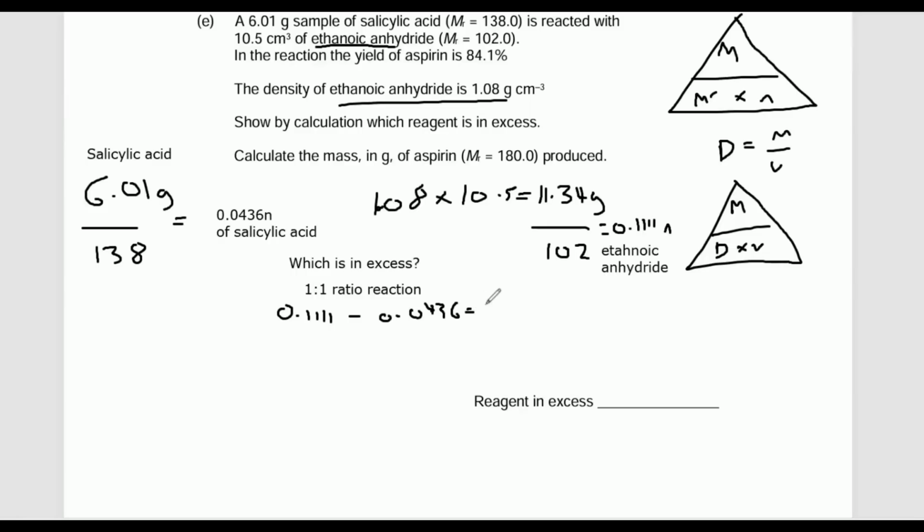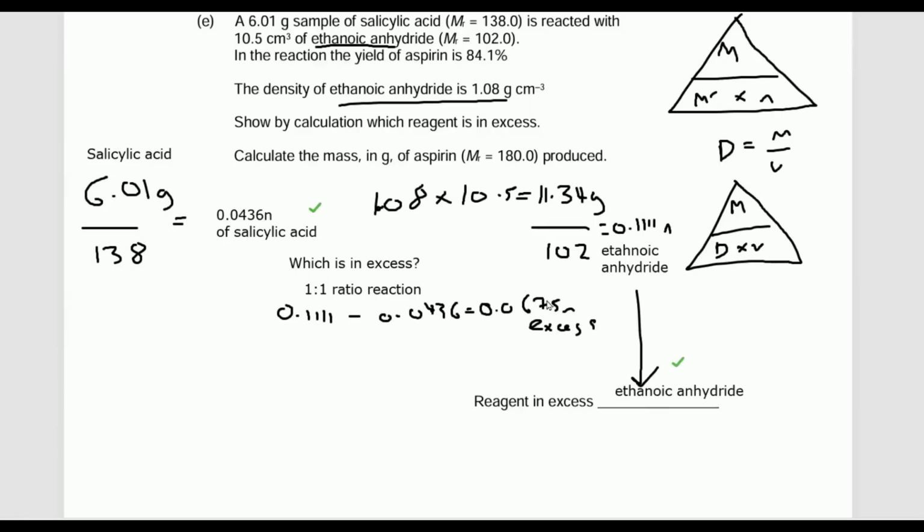We can even work out, if we want and show the examiner, how many moles would be left over. So 0.0675 moles of ethanoic acid is in excess. It's left over that many moles. If you want, you could work it out with the grams by times it by MR and say how many grams are left over, but we're not going to do that. So ethanoic anhydride is the reagent in excess.